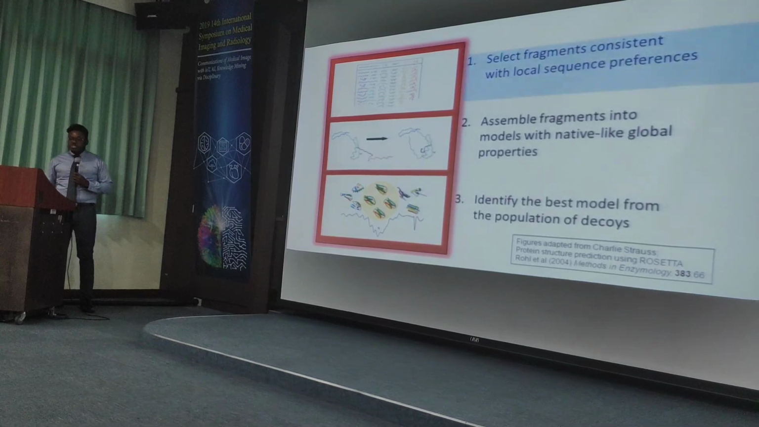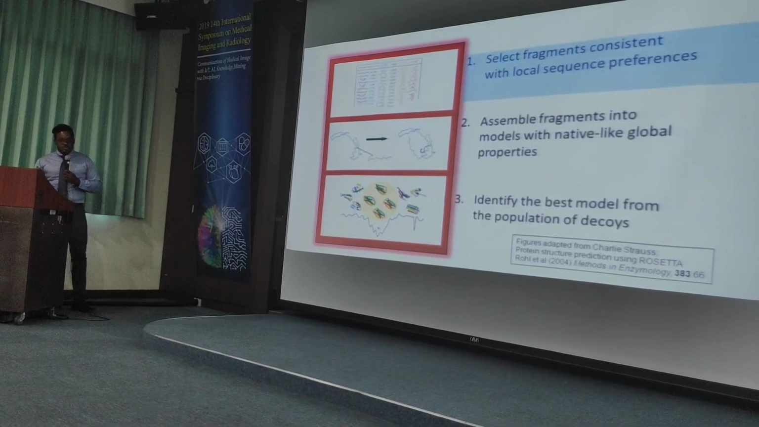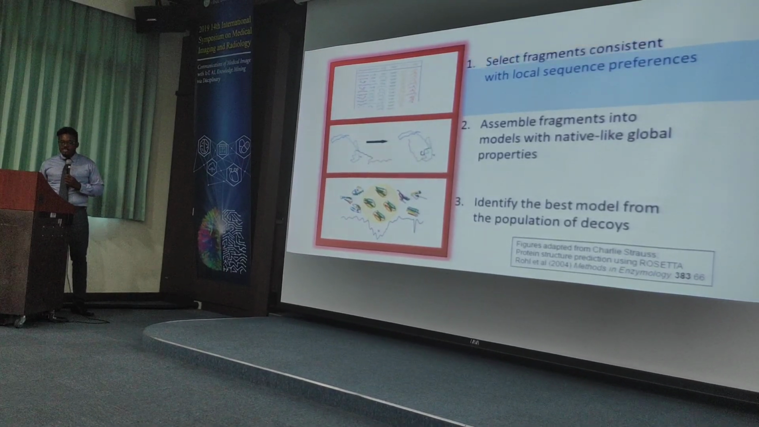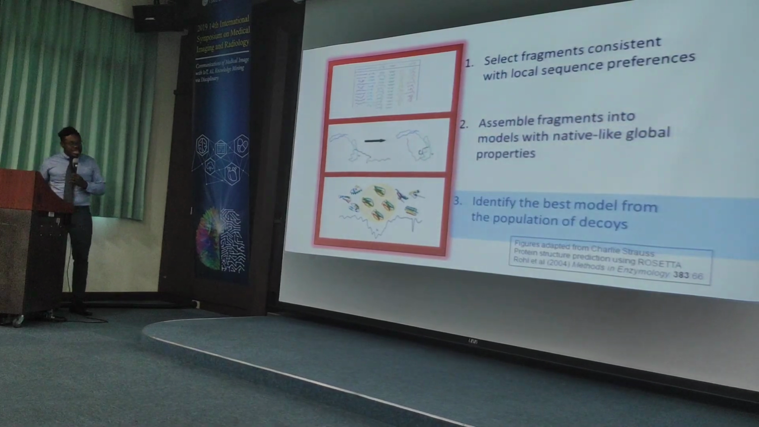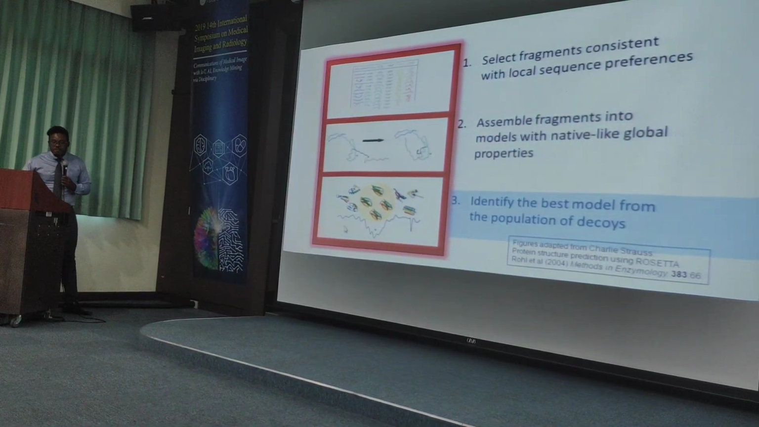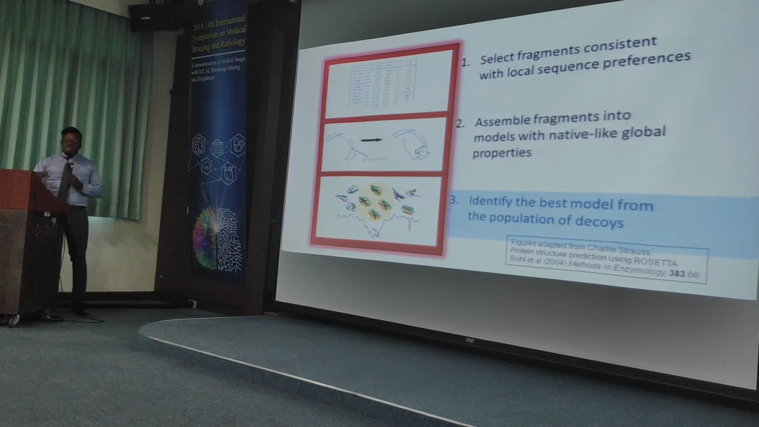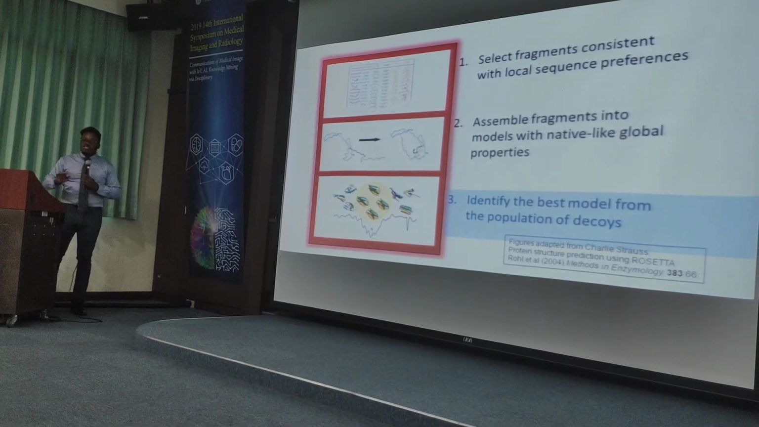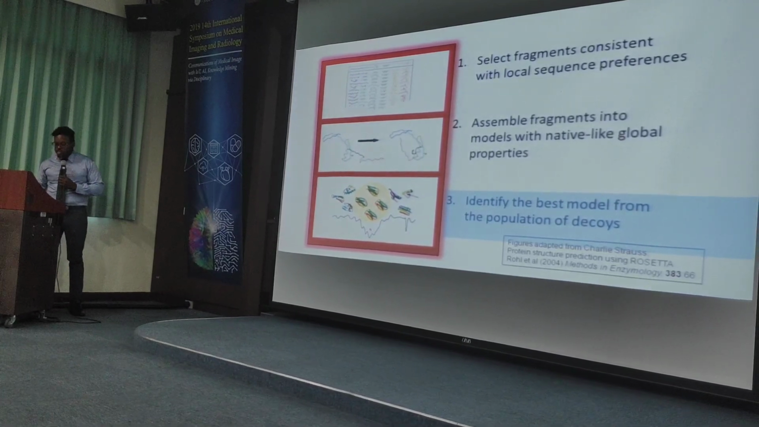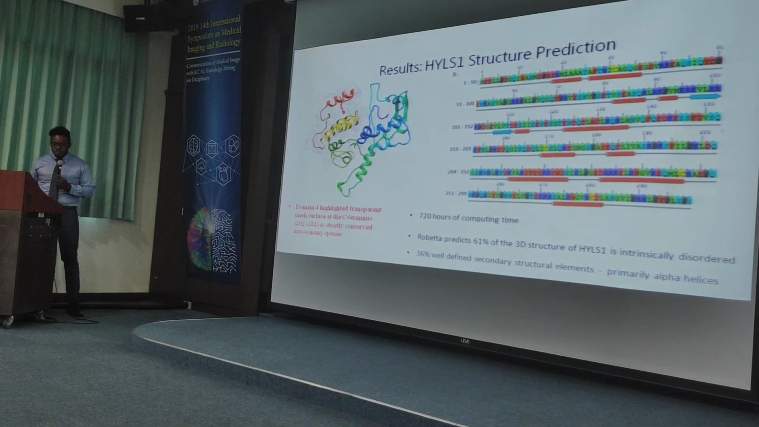And based on this, we can then model the protein in fragments. And then the last challenge is to identify a minimum energy. Proteins like to have the lowest energy possible. And that's a challenge, I think the biggest challenge in ab initio modeling.